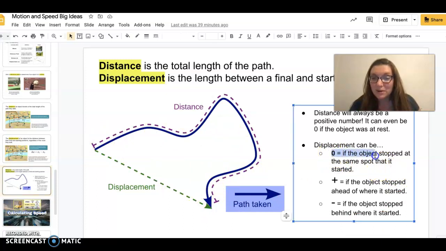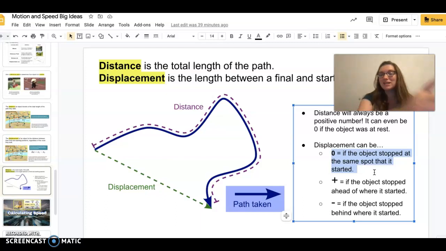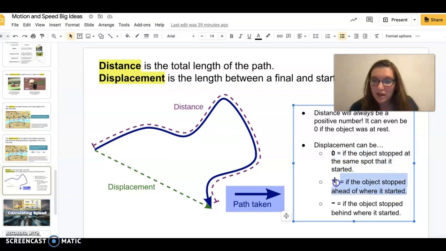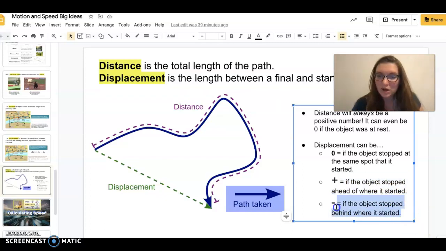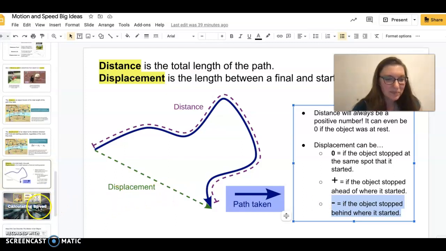The displacement is 0 if the object stops at the same place where it starts. As the Earth is orbiting the sun, 1 year after we start, we end up in about the same spot. So that is a displacement of 0. If the object stops ahead of where it started, then it's got a positive displacement. If it stops behind where it started, it's got a negative displacement. You could also talk about it in terms of directions. The displacement is like 30 meters north, or 10 meters to the left, something like that.